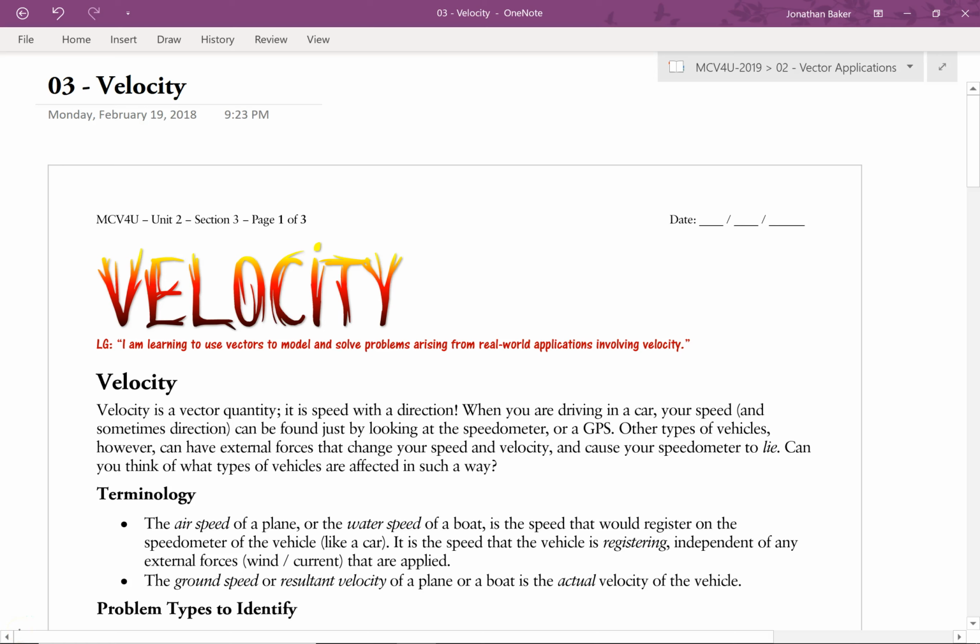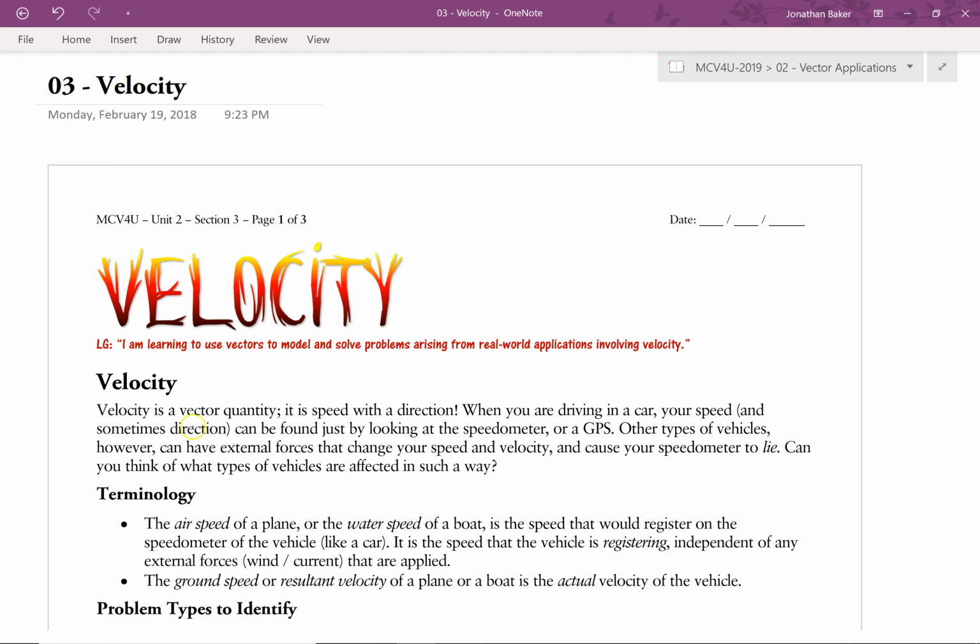Hey guys, welcome to Unit 2, Section 3, Velocity. So in this lesson, we're going to learn to use vectors to model and solve problems arising from real-world applications involving velocity. There's some crossover here with physics class, but it's always good to see these problems in a couple different ways to help us understand.